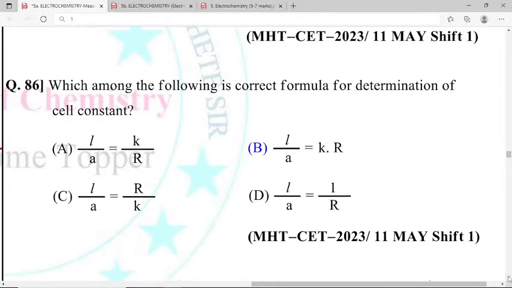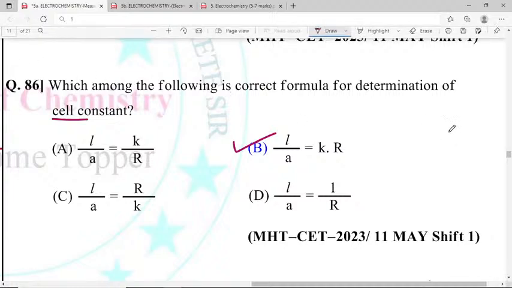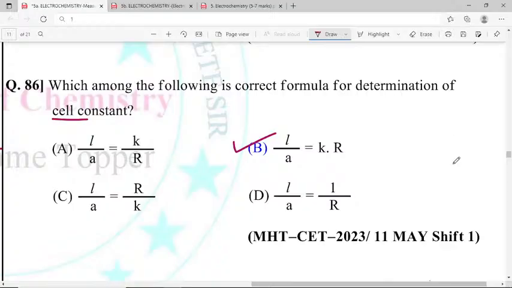Which among the following is the correct formula to calculate cell constant? Cell constant is equal to K into R. Cell constant is equal to conductivity into resistance.